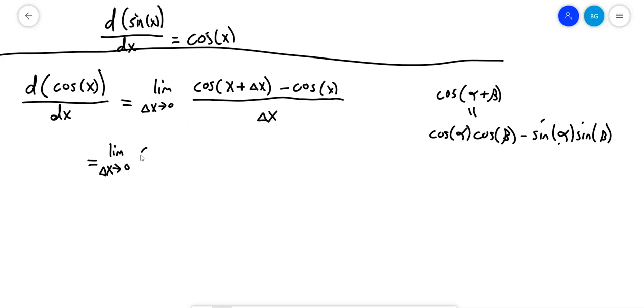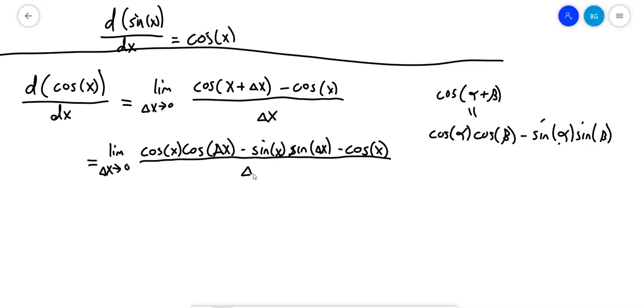So this is going to be cosine x cosine delta x, minus sine x sine delta x, minus cosine x. And of course, we're all divided by delta x. Awesome. Pull a similar trick that we did the last time in that we can split our monomial divisor. But first we need to rearrange this a little bit. I'm going to flip-flop these two terms, and I'm going to do that as I split my monomial divisor, just in the interest of time.